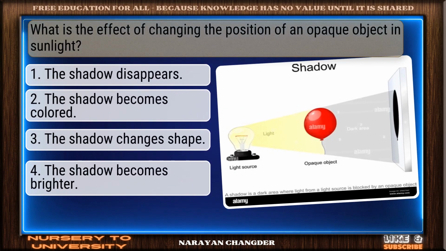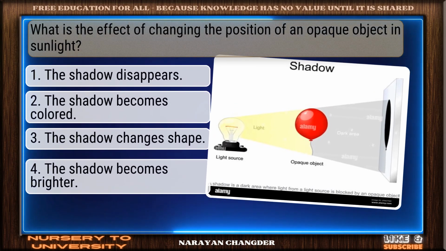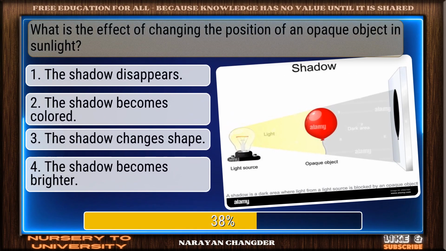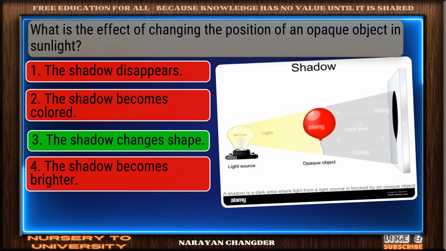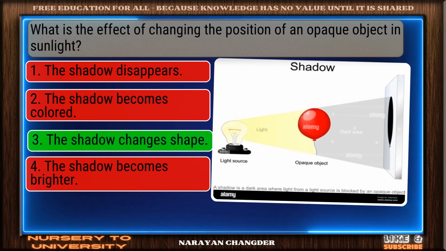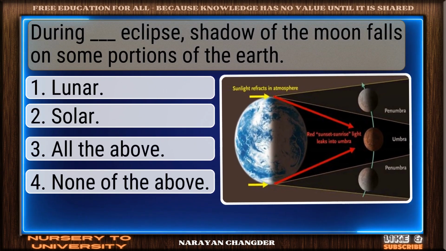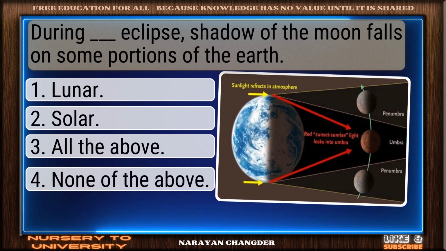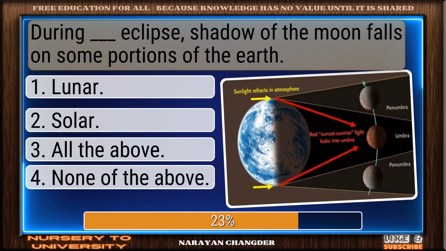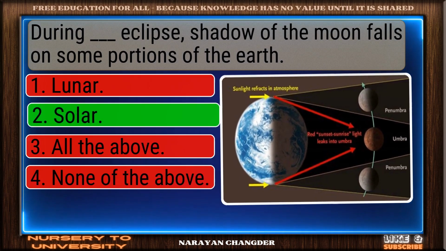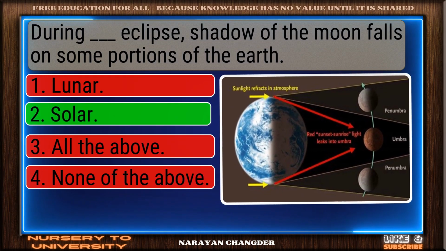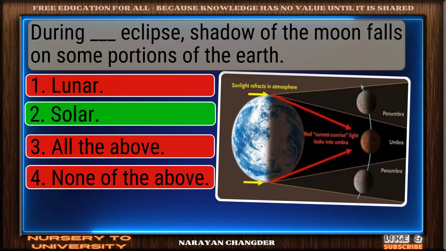What is the effect of changing the position of an opaque object in sunlight? Great thinking. The shadow changes shape is the right choice. During dash eclipse, shadow of the moon falls on some portions of the earth. Nice work. You chose solar, and it is correct.